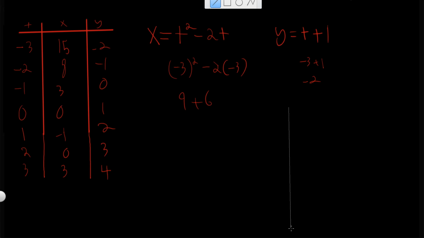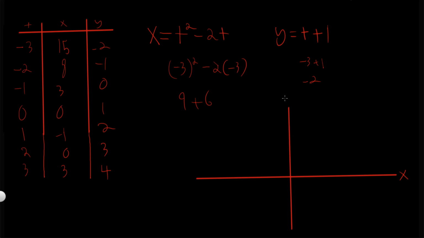So again, we're going to draw our x and y axis. Keep in mind there is no t axis. t is the independent variable, and we don't show t. You can think of t as just time. All right, the first point we have is 15, -2. So 1, 2, 3, 4, 5, 6, 7, 8, 9, 10, 11, 12, 13, 14, 15, and -2, so right here. Next point we have is 8, -1. So 1, 2, 3, 4, 5, 6, 7, 8, and -1, right here.